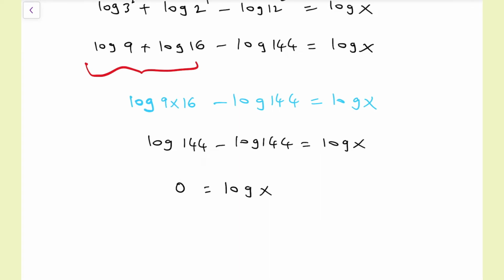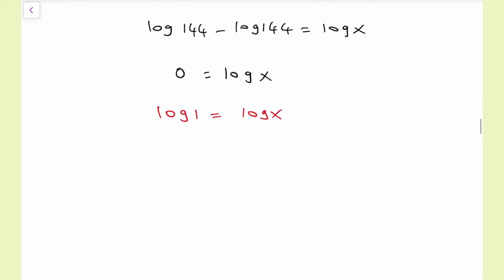So how can we convert this 0? 0 can also be written as log 1, which equals log x, because on the right side we have a logarithm, so definitely the left side should also have one. That is the reason I replaced 0 with log 1. Now if we compare, 1 equals x, or x equals 1.